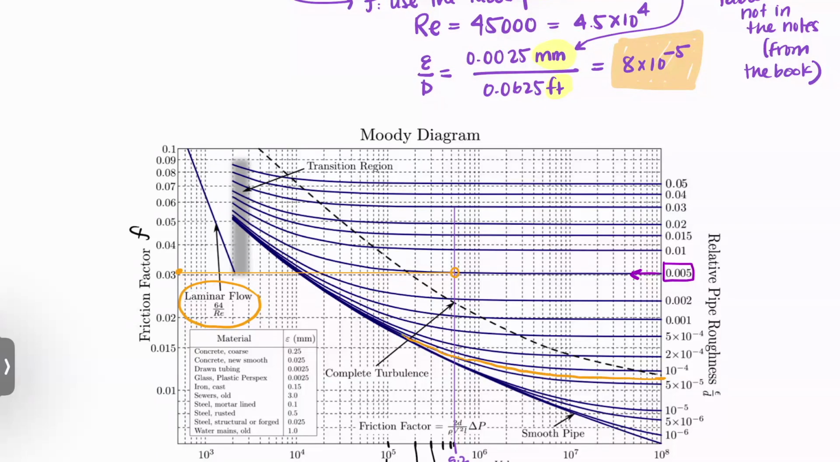And then they all kind of collapse over here, so it's going to generally be like that. Okay, so that's our relative roughness curve.